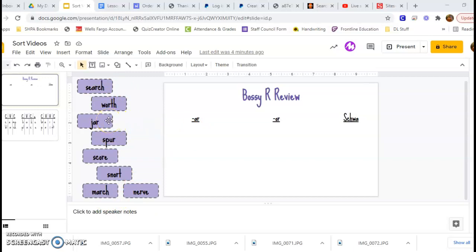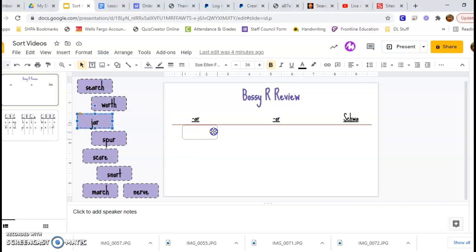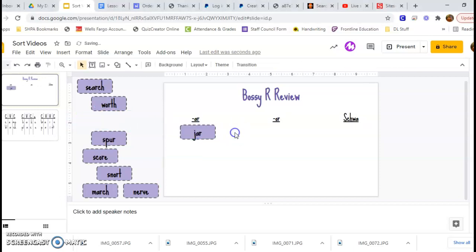I see jar. Let's drag it over here for a second. So it looks like AR. It's got AR at the end, the last two letters. Let's check and stretch it out like bubble gum and see if it makes the pirate noise. Jar. What do you think? Does it belong there? Great job. It does belong there. So jar goes in this group.